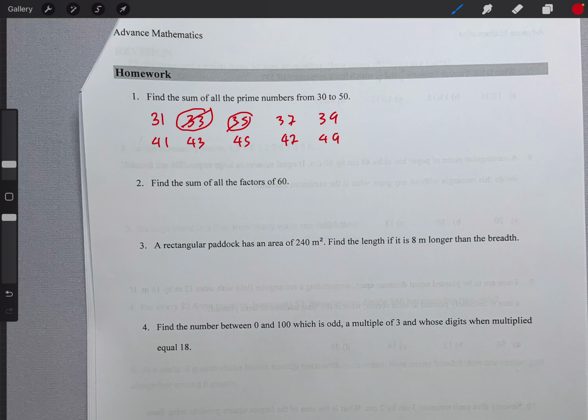35 is not a prime number, can be divided by 7 and 5. 37 is a prime number, so we can choose 37. 39, nope, divide by 3 and 13. 41, 43, yes. 45, no. 49, no. So these are all your prime numbers. It says find the sum of all the prime numbers, so you're going to add 31 plus 37, 41, 43, and 47. If you add them up, you get the answer.